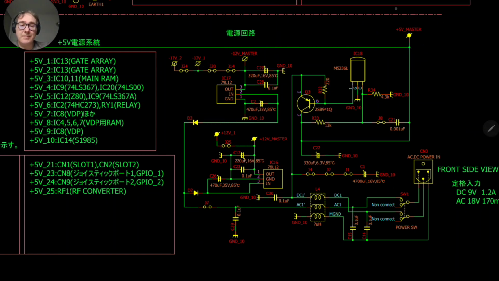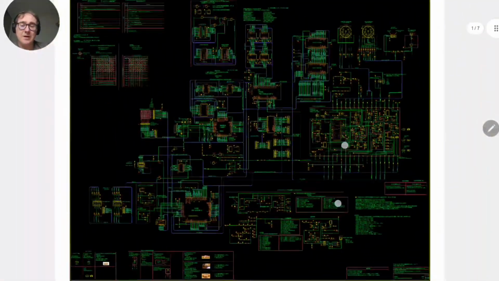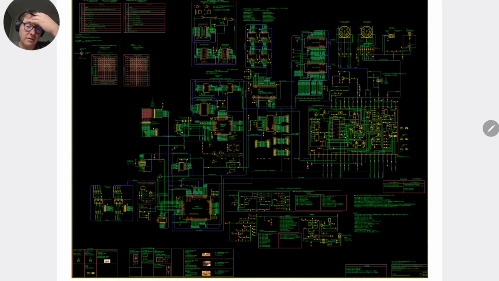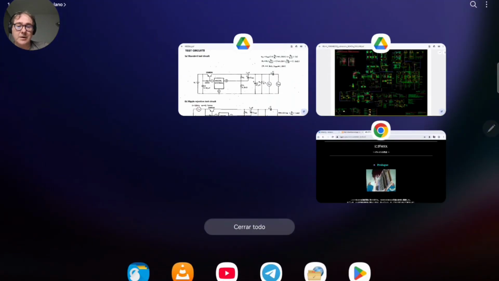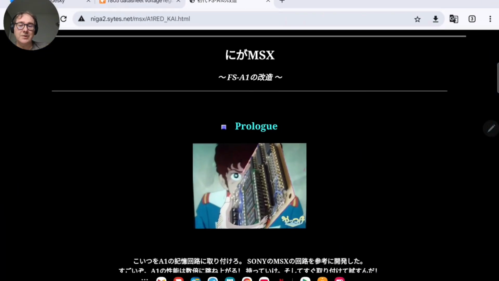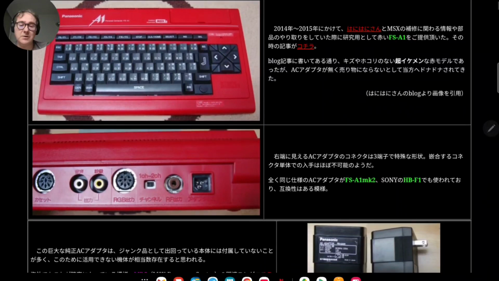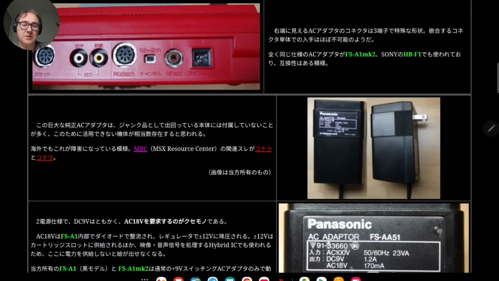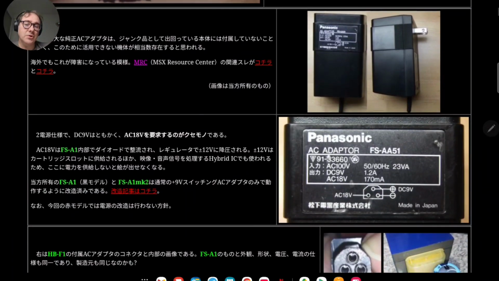This schematic that you can see here is not from the maker of the computer. It's not from Panasonic. It was made by reverse engineering by this user that you can see here, Niga. Niga is a Japanese user who's done a lot of things on the MSX. So this is the website, which actually shows things about the FS-A1.